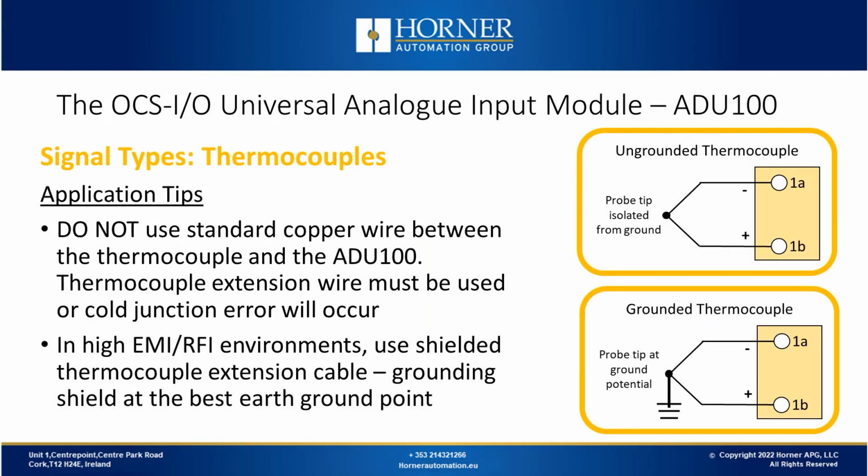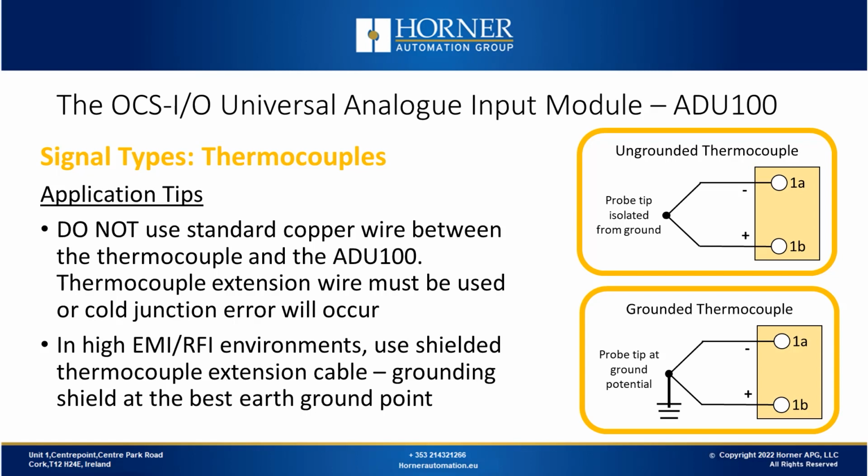Now we'll look at wiring and application tips. On the right, we can see that thermocouples are wired to the ADU100 using the A and B terminal. There are two different types of thermocouple construction, ungrounded thermocouples and grounded thermocouples. With an ungrounded thermocouple, the hot junction is electrically isolated from the ground. So if the tip physically meets the machine or the measuring point, and that machine has a chunk of metal that is somewhere earth grounded, with an ungrounded thermocouple, the probe is isolated from the ground.